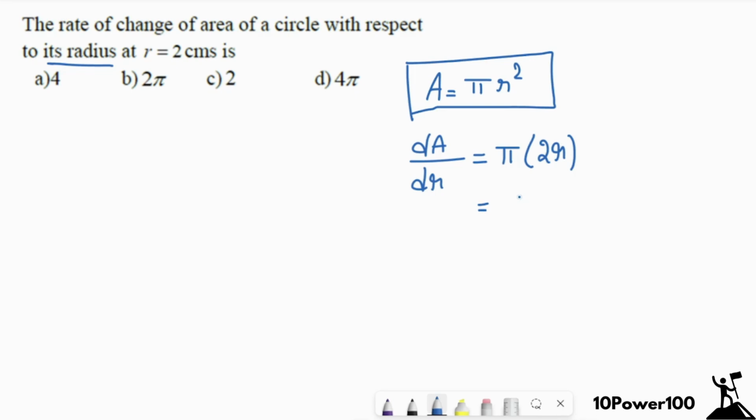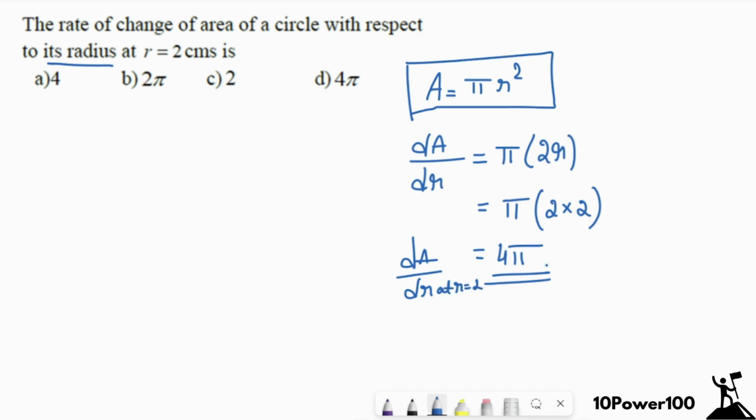Next, the radius value is given. Radius value is how much? 2 centimeter. Let's substitute that. Pi into 2 into 2, so we get 4 pi. So 4 pi is the answer. The rate of change of area dA by dr at r is equal to 2 is equal to 4 pi. So option D is the right answer.